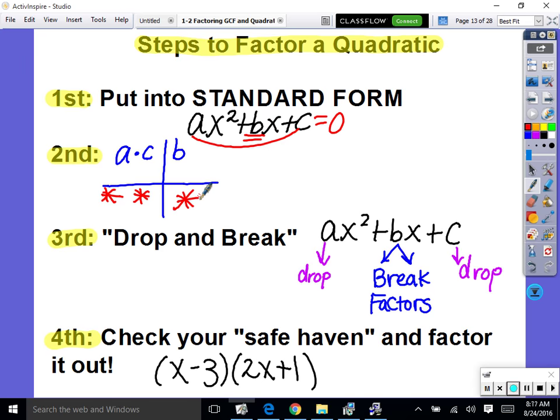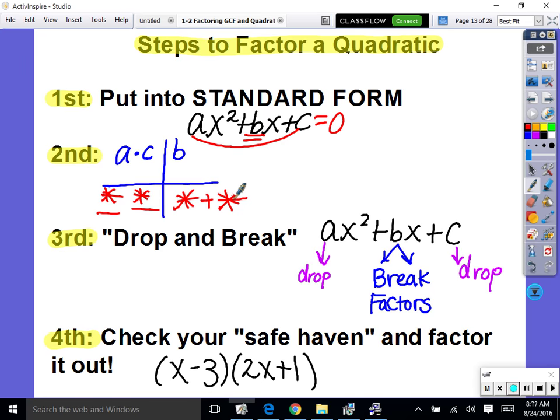Our third step is, I call it drop and break. So we're going to drop down our end terms exactly how they are, drop, and then we're going to break. We break down our middle term, and we're going to rewrite that middle term as these two factors. Because you'll have these two things that add up to be b, and we're going to rewrite bx as those two things.